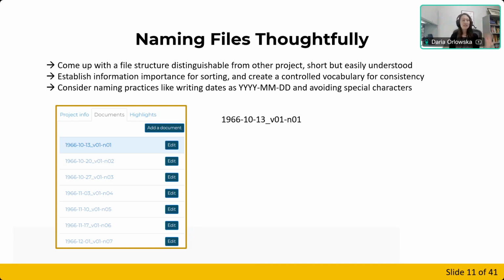And finally, consider adopting naming practices like writing dates as year, year, year, year, month, month, day, day. The reason you would want to write it that way is because it sorts super easily. Year changes the least amount, followed by month, followed by day. So it will always be in order.